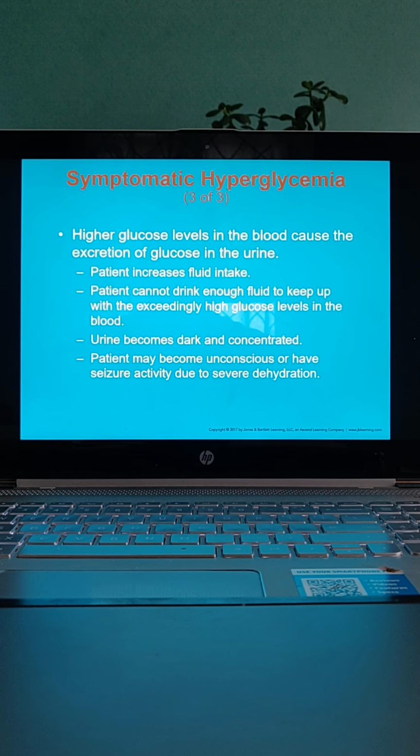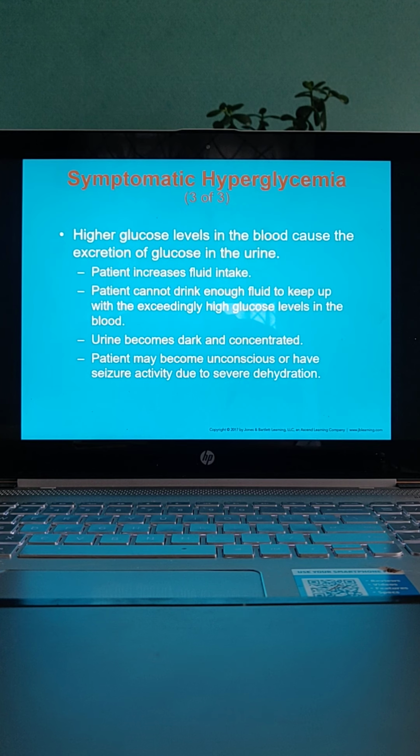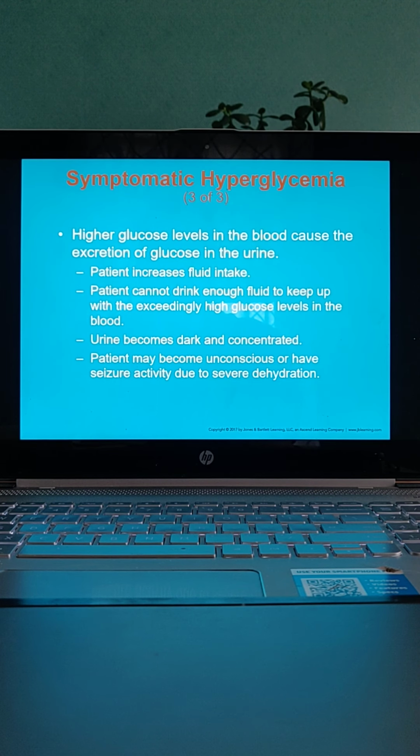Higher glucose levels in the blood cause excretion of glucose into the urine, just like in type 1. Patients increase fluid intake, just like type 1. Patients cannot drink enough fluid to keep up with the extremely high glucose levels in the blood, just like type 1. Urine becomes dark and concentrated, just like in type 1. And the patient may become unconscious or have seizure activity due to severe dehydration, just like in type 1.